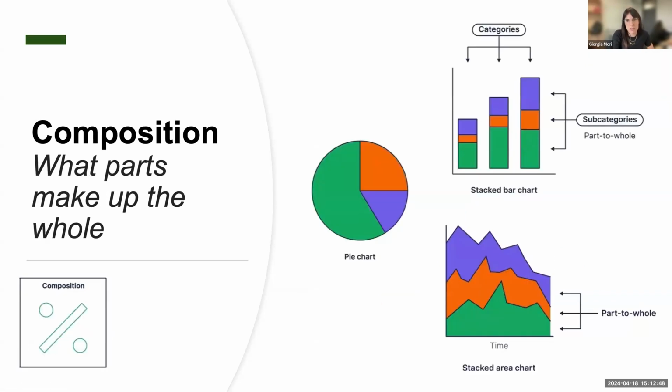Composition visualizations provide insights into how individual components combine to form a whole system or data set. These visuals are ideal for understanding the proportional makeup or hierarchical structure of categorized data. Commonly used composition charts are pie charts, stacked bar charts, and stacked area charts.